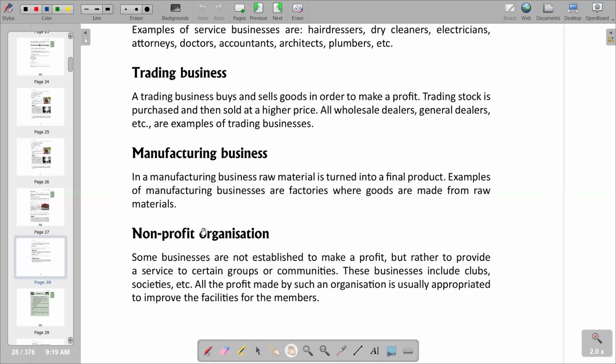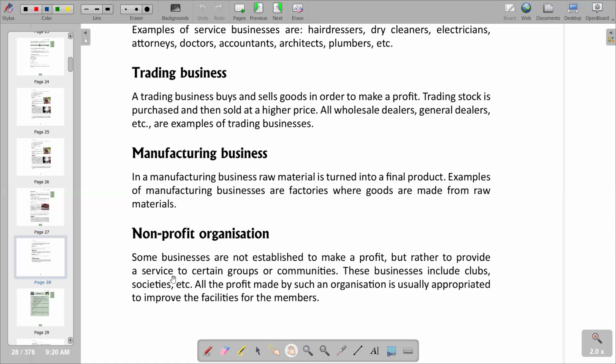Then we've got a non-profit organization. This is not a business. Remember, the main objective is a profit motive under a business. But in a non-profit organization, there is no profit making. So we cannot call it a business. It's an organization. So not-for-profit organization, some businesses are not established to make a profit, but rather to provide a service to certain groups of communities.